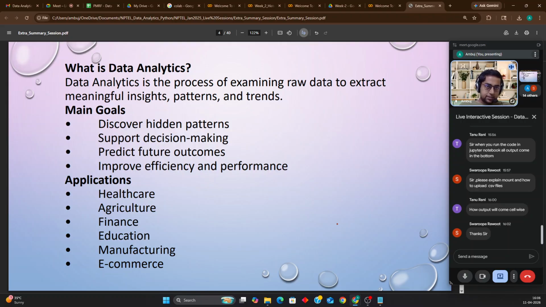What is data analytics? Data analytics is the process of examining the raw data to extract meaningful insights, patterns, and trends. Insights have to be gathered, patterns have to be gathered, trends have to be analyzed. Main goals were to discover the hidden patterns, support the decision making process, predict the future outcomes, and improve the efficiency and performance of the organization.